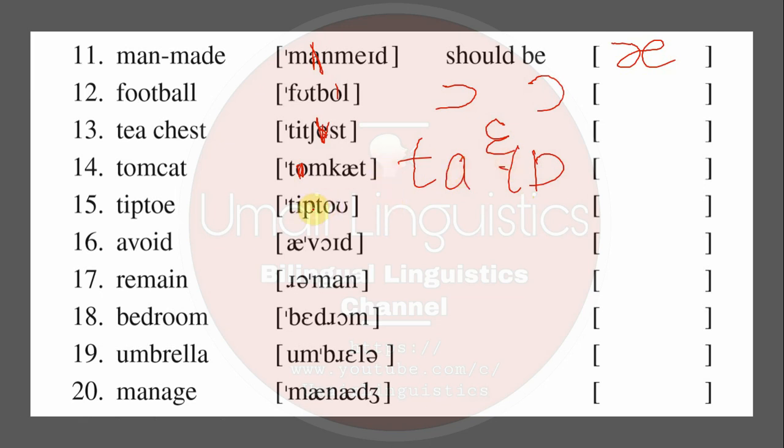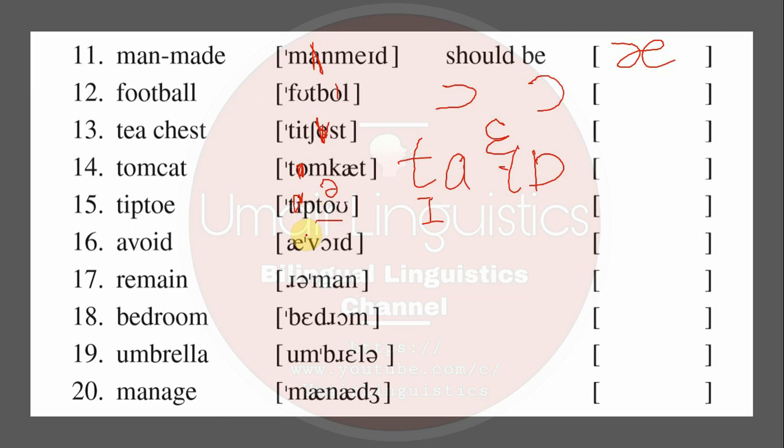Then we have tiptoe, but it has the long e sound, tiptoe. So there is just a slight mistake. Instead of this e sound we have to use this sound, tiptoe. Once again, this is the diphthong which is pronounced in American English. In British English the first element is different. So this could be the alternative pronunciation.